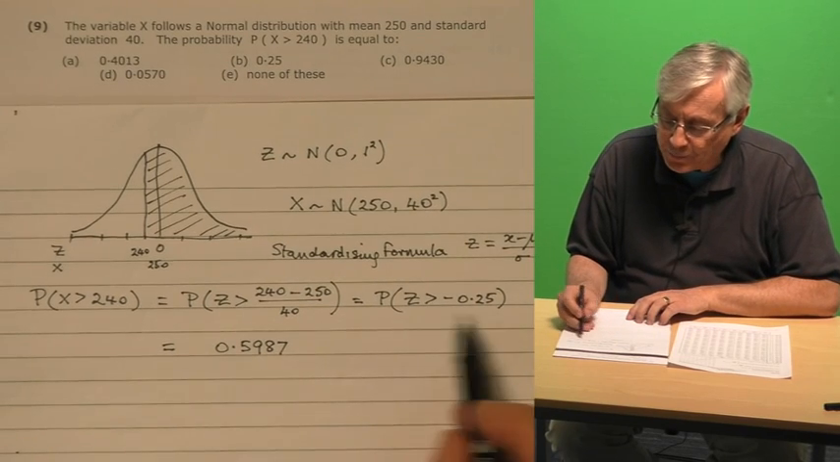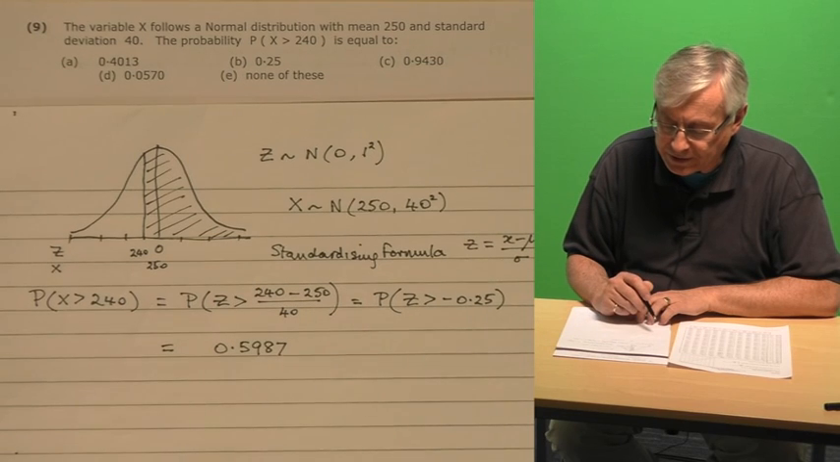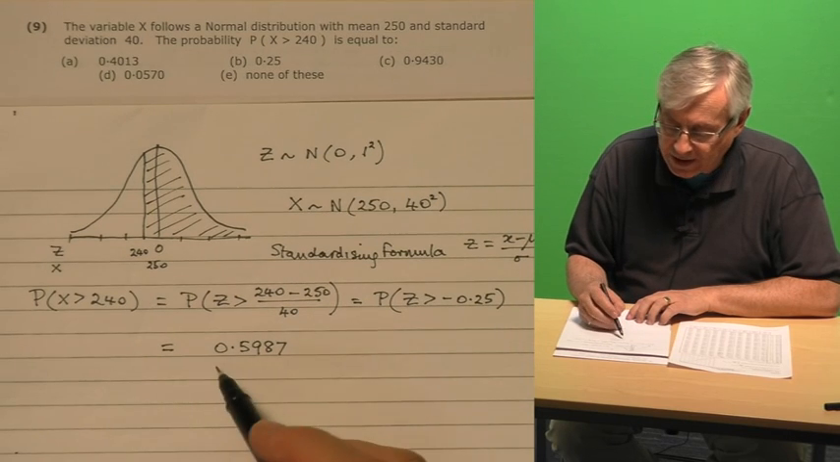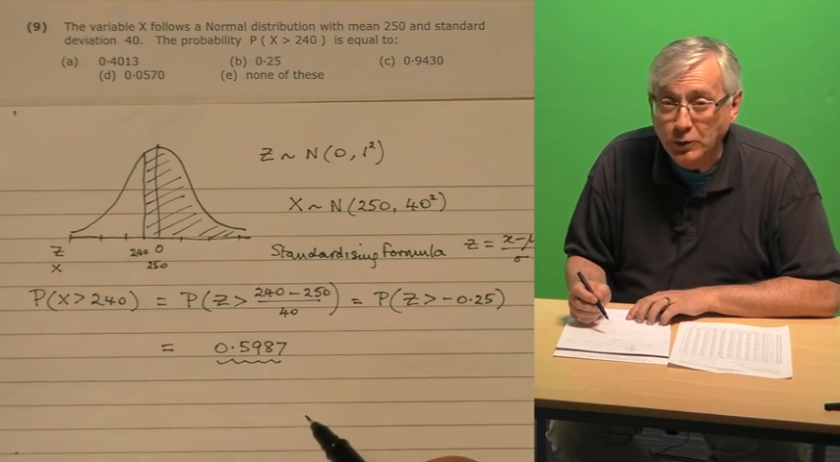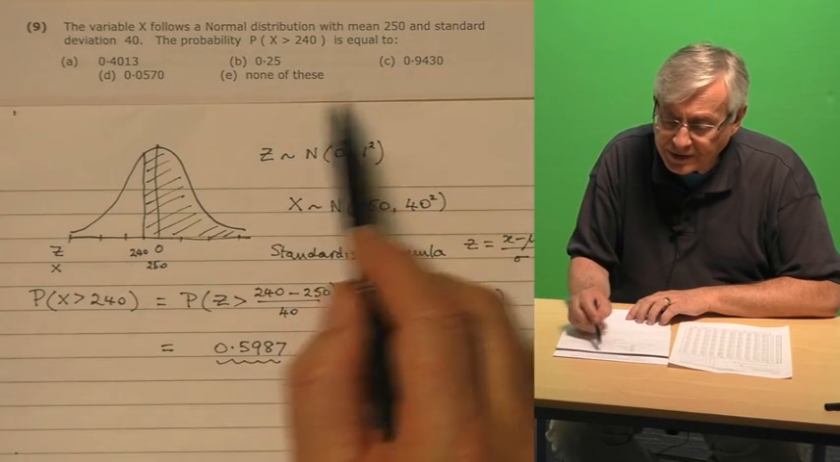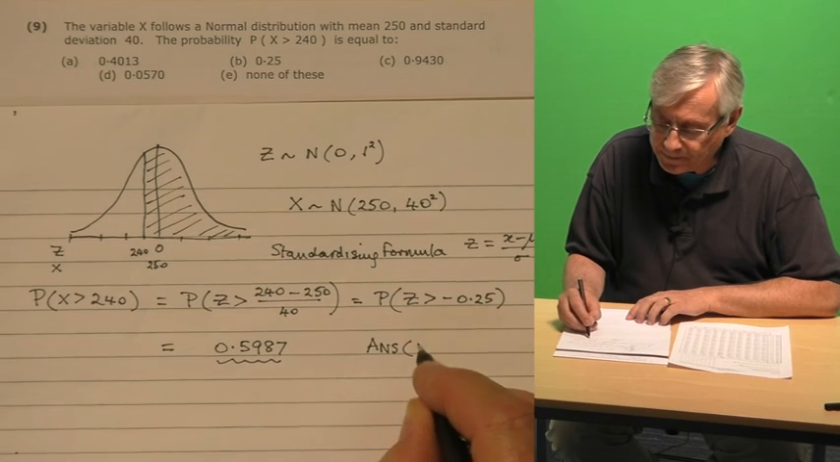I need to consider whether it's sensible that the area I've shaded looks like 0.5987. It appears sensible, it's bigger than 0.5, so that I would say is the answer to my problem. So looking at the solutions that are available, you notice that that occurs nowhere, and of course the answer is E, none of these.